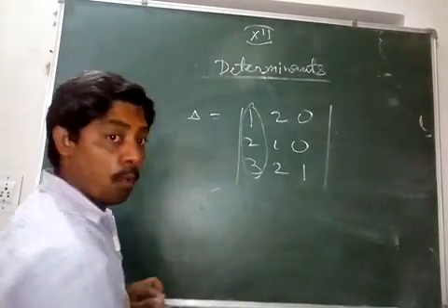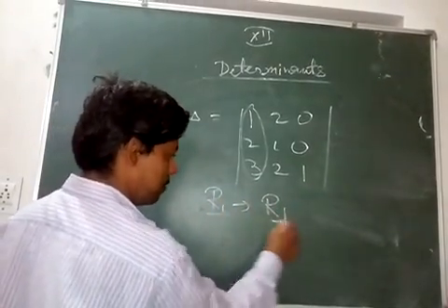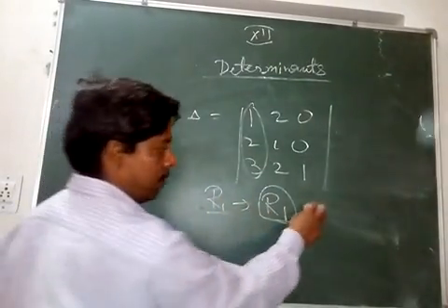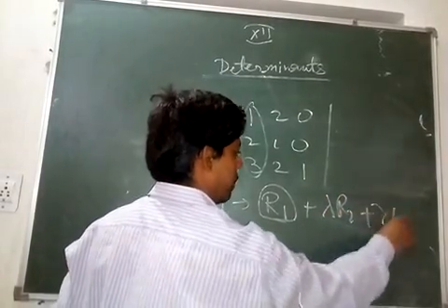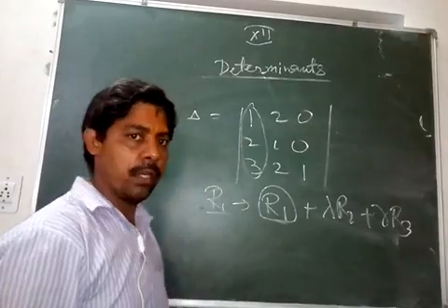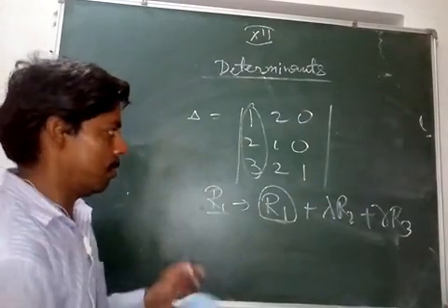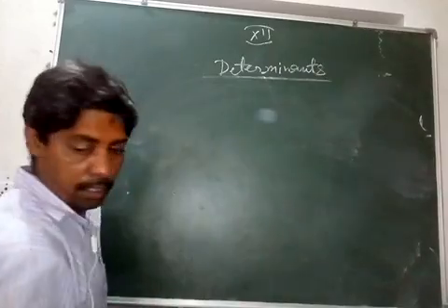Similarly, you can do a row transformation like R1 is equal to R1. Remember, this will not change, this will remain R1. We can do lambda times R2 plus gamma times R3. This is allowed. This is called row transformation and column transformation. This is the most important one in determinants. Maximum use of this is done.